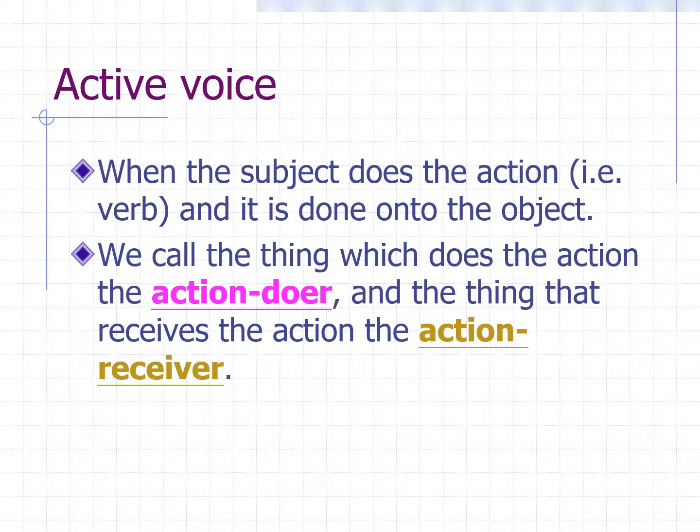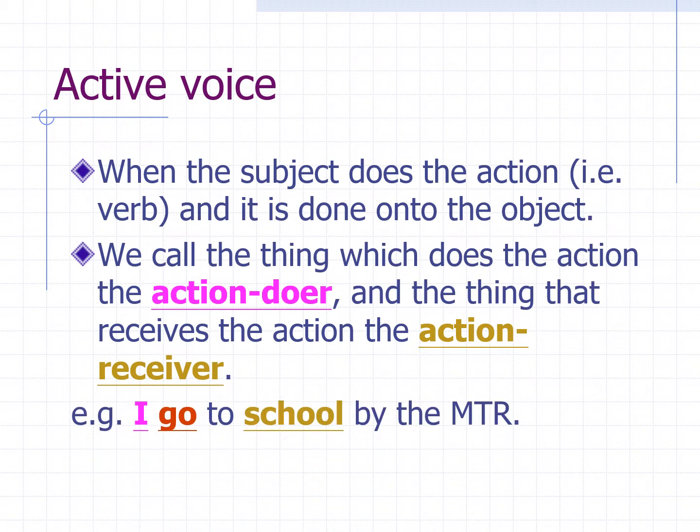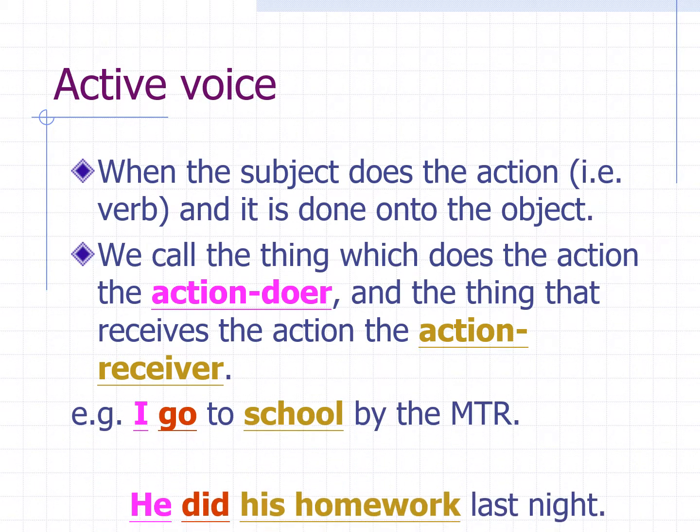Okay, now these may sound very complicated to you, so let's look at these sentences as examples. I go to school by the MTR, and he did his homework last night. Okay, now when you see these two sentences, you see that I, which is highlighted in pink, is the action doer. What does it mean? It means that this does the action of going. The verb go, this action is done by the subject I in this sentence.